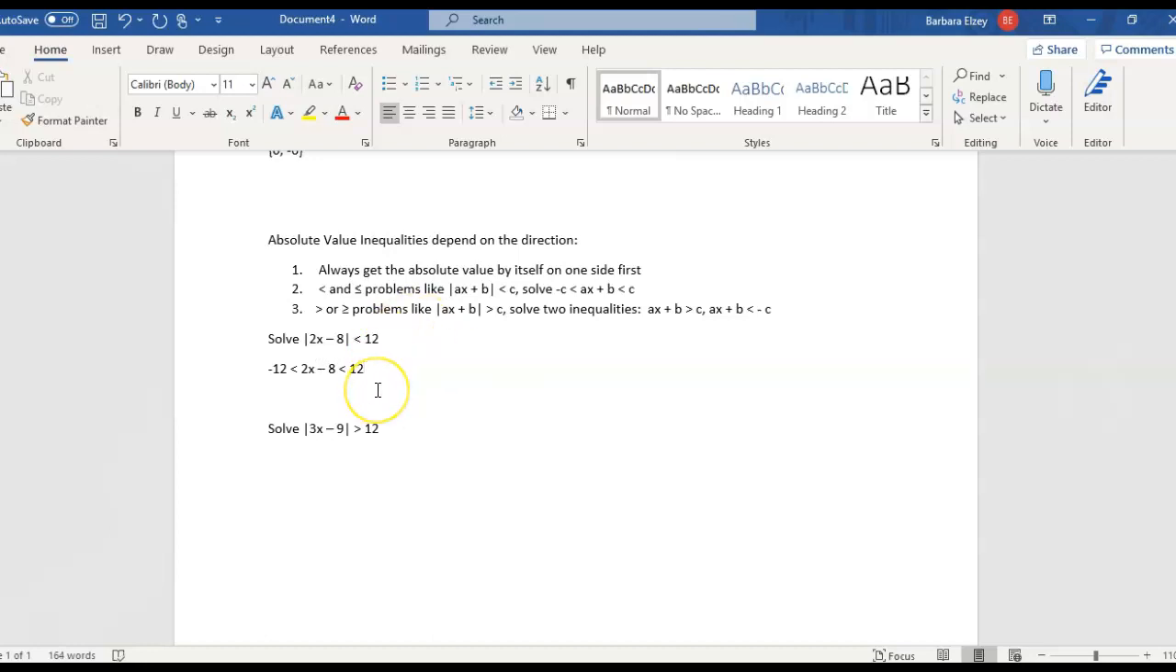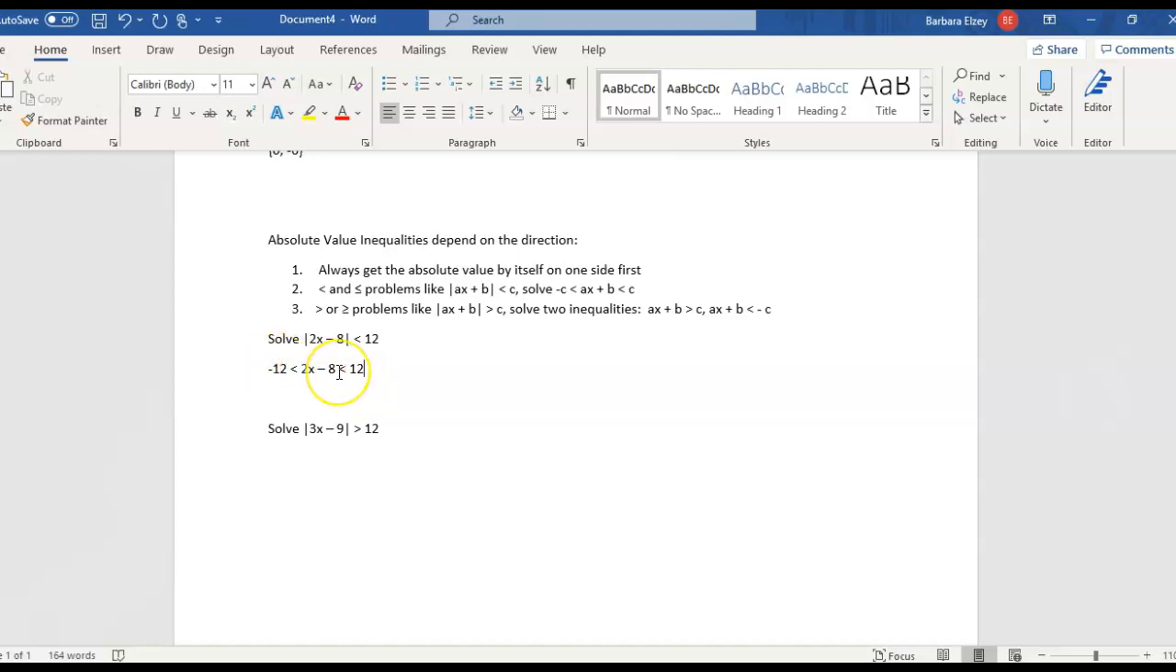And then our 12 on the right stays the same. So notice, this number went to the left and became negative. We used the same inequality that we have right here. We dropped the absolute values and this part stayed the same. So we now have a double inequality.